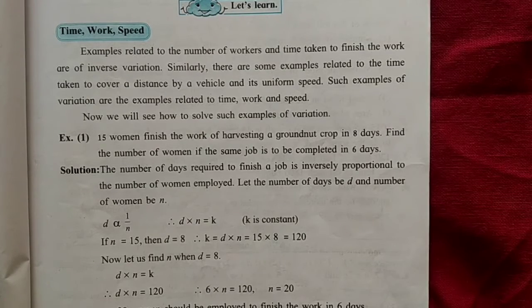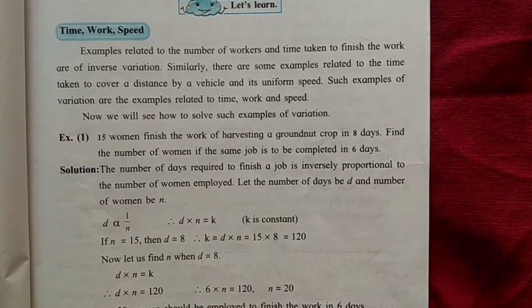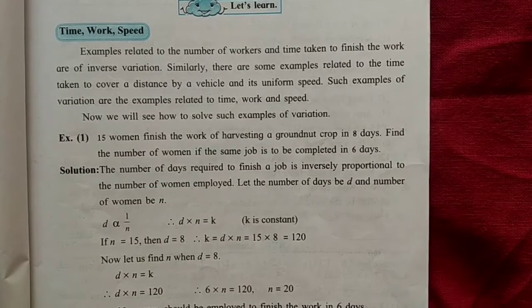Whenever we write the equation for direct variation, we use the sign of alpha and put the two quantities as they are. Suppose the two quantities are x and y, we write x varies with y. But when we do inverse variation, we write it as x varies with 1 upon y. Why? Because it is an inverse variation.